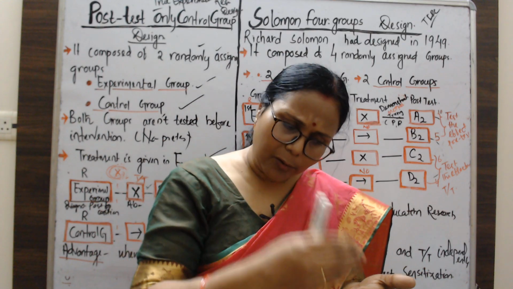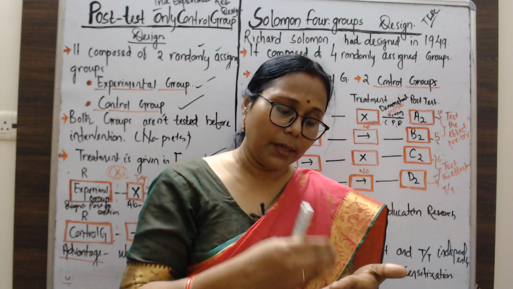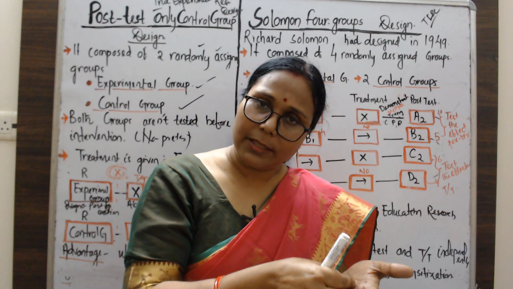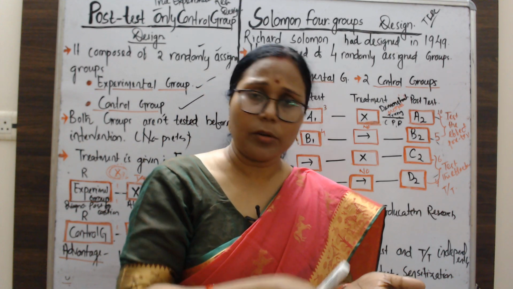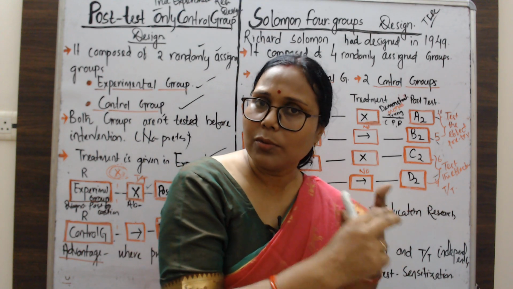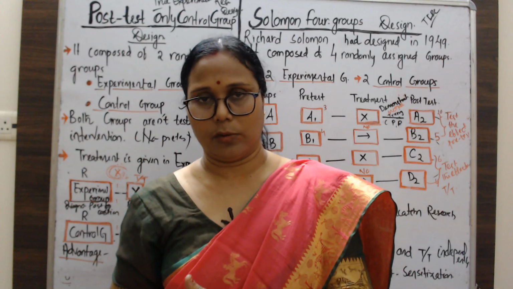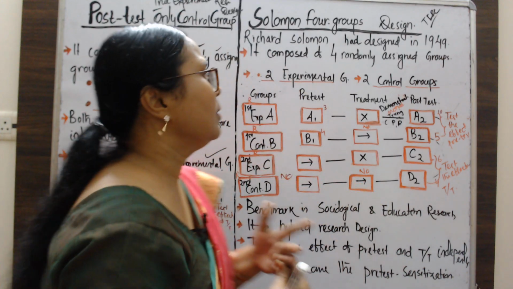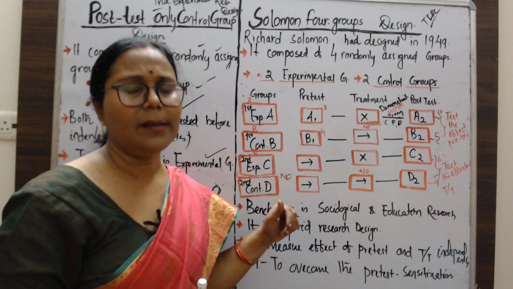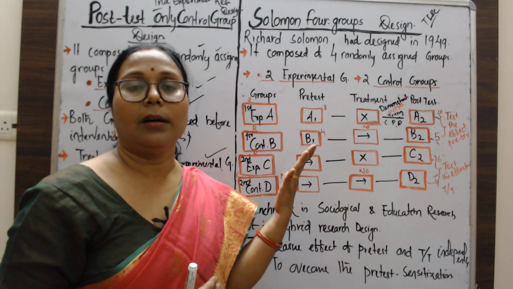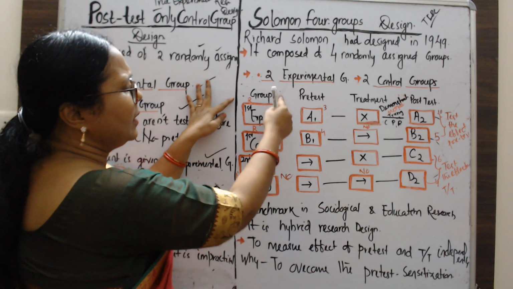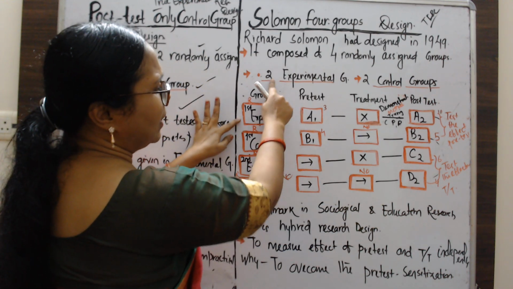Here, along with the experimental and control group, he takes another two groups, that is, another experimental group and another control group. So in total, how many? There are four groups: two experimental groups and two control groups. This is called the combination of the pre-test post-test control group design and the post-test only control group design, or the hybrid research design.